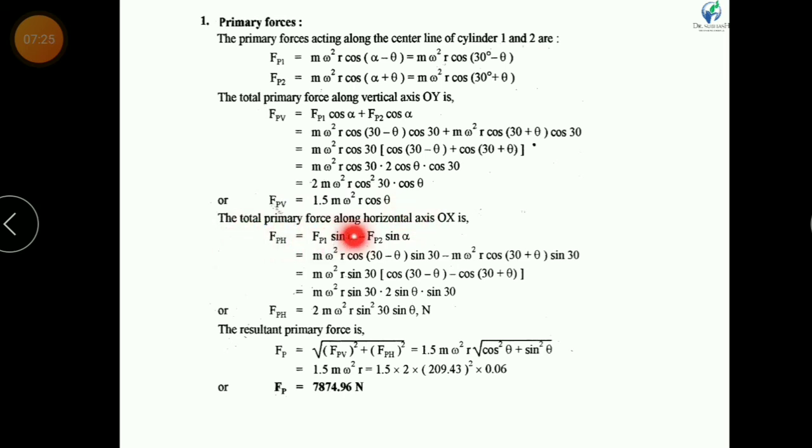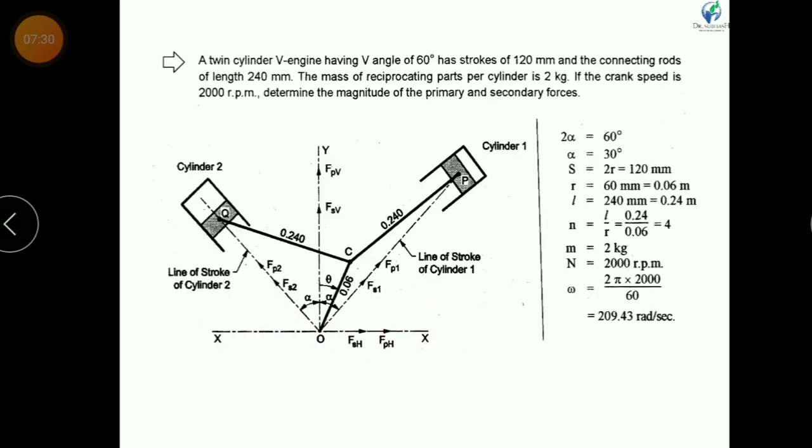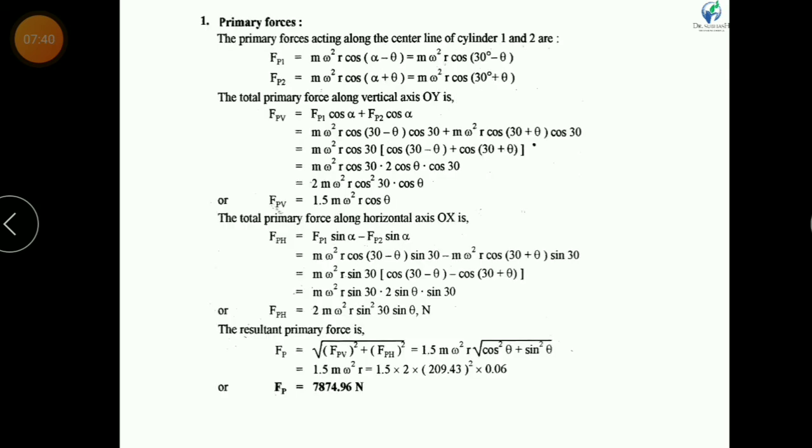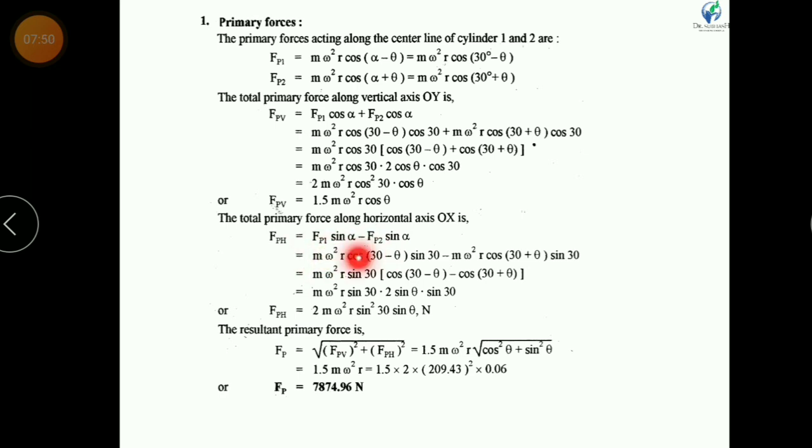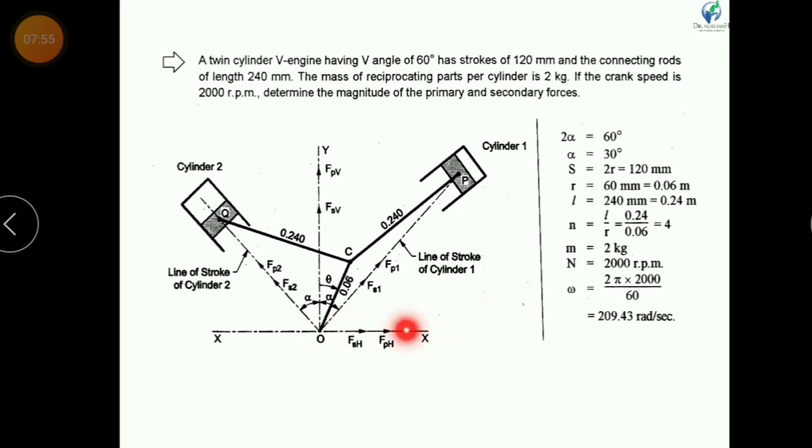The total primary force acting along the horizontal axis. Along the horizontal axis we have considered sine. So Fp1 sin alpha is in this direction and Fp2 sin alpha is in this direction. So the total primary force acting along the horizontal axis, Fph, is equal to Fp1 sin alpha minus Fp2 sin alpha, because Fp1 sin alpha acts in this direction and Fp2 sin alpha acts in the opposite direction.